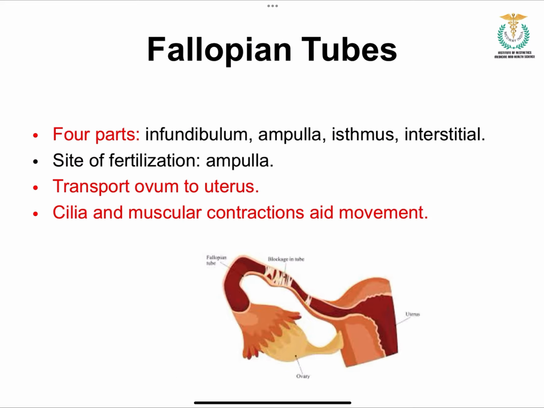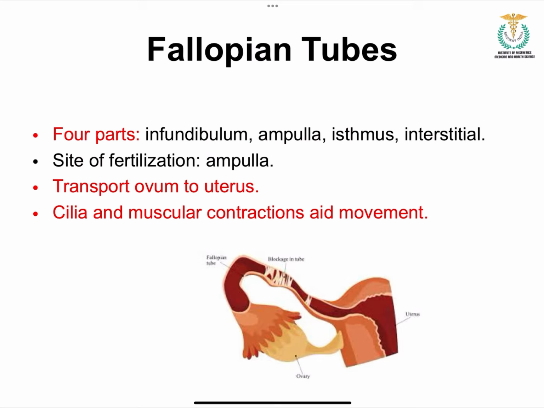And talking about the fallopian tube, as you can see, the tube there. On two sides of the uterus you can see a tube-like part that is called the fallopian tube. These tubes are the meeting point of sperm and ovum. And if there is any blockage of the tube, it is one of the most common causes of infertility.